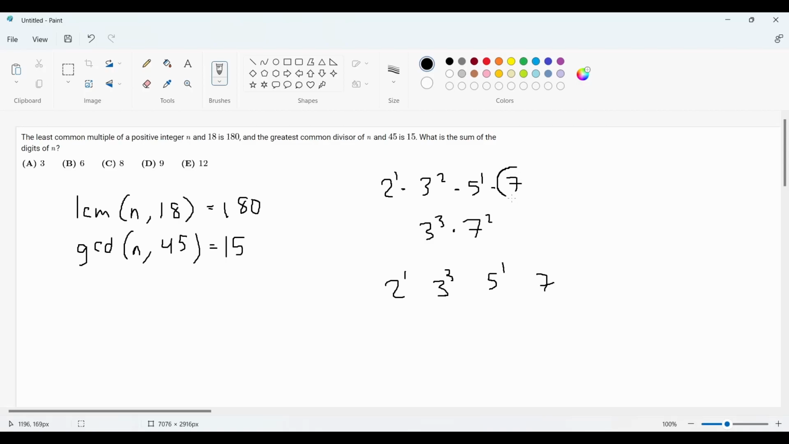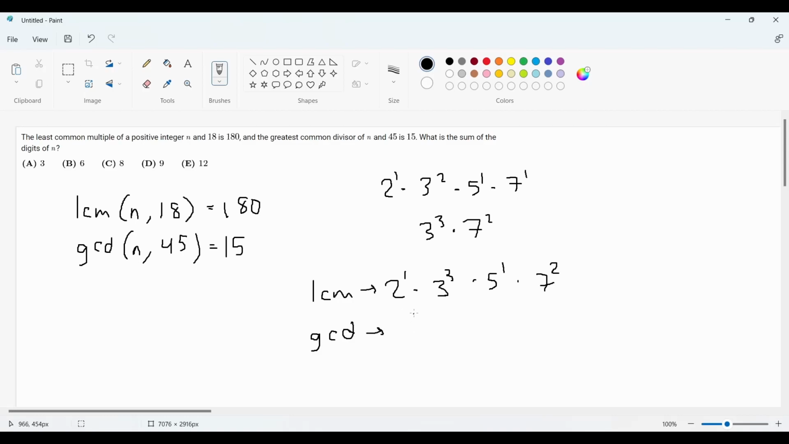And for the 7, this top number requires an exponent of 1 at least, and this one requires an exponent of 2 at least. So to satisfy it and make the exponent as small as possible, make that a 2. So the LCM of those two numbers at the top is the product of these values. We can also take the GCD, which is a slightly different process.